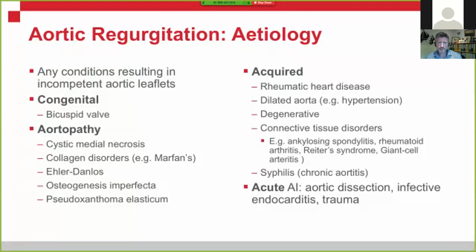So acquired, again, we mentioned earlier rheumatic heart disease, so dilated aorta, such as in hypertension, or connective tissue disorders. Again, you can get significant aortopathies and dilation of the proximal aorta. Acute aortic incompetence, such as aortic dissection, infective endocarditis, or trauma.